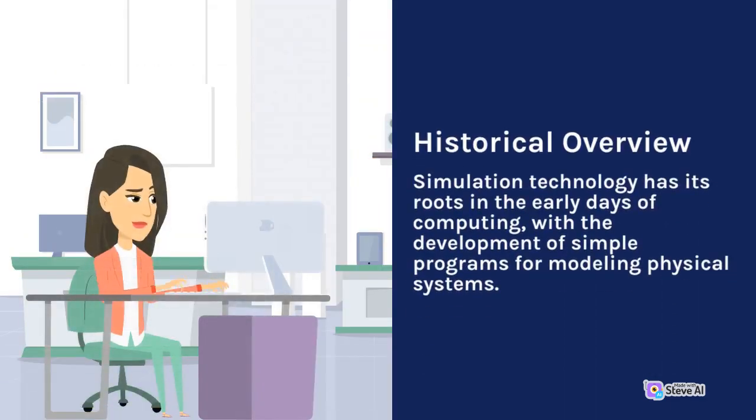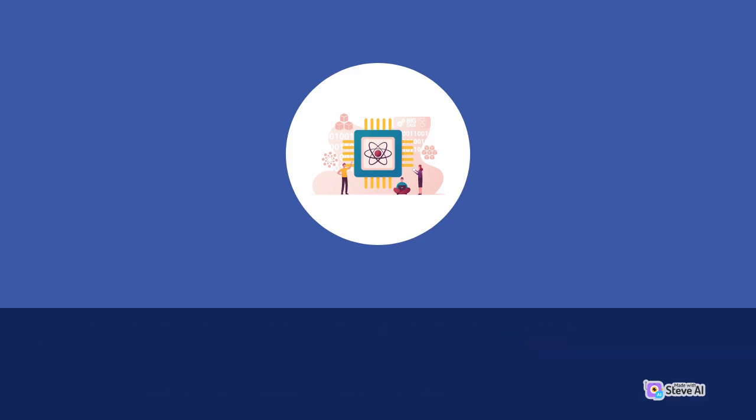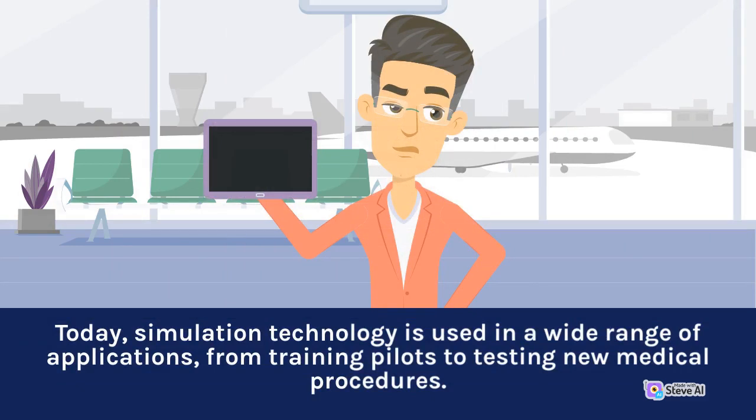Historical overview. Simulation technology has its roots in the early days of computing, with the development of simple programs for modeling physical systems. Over time, these programs became more sophisticated, incorporating advanced algorithms and graphics to create realistic simulations of complex systems. Today, simulation technology is used in a wide range of applications, from training pilots to testing new medical procedures.